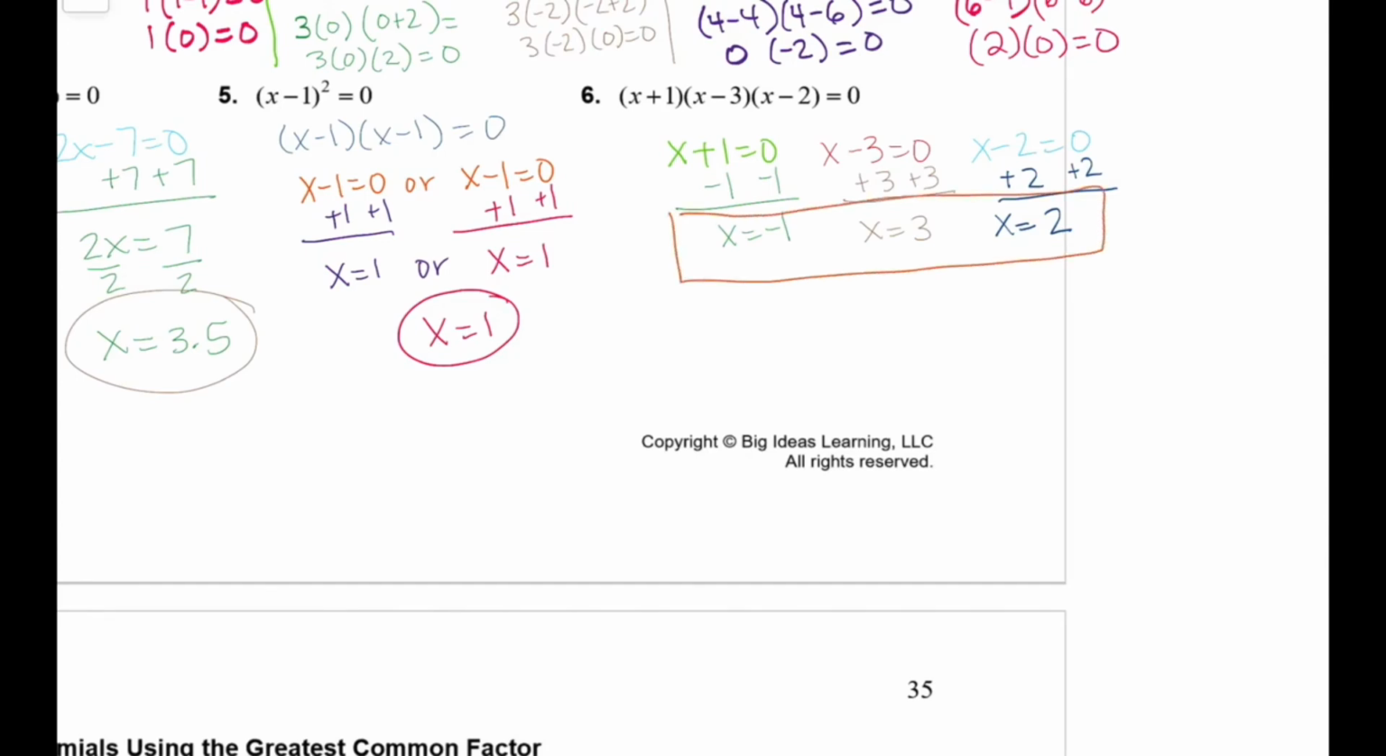And all 3 of those, when you plug them in, will set one of those factors equal to 0. If I put a negative 1 in, it'll make that first one 0. If I put a 3 in, it will make the second parenthesis 0. And if I put a 2 in, it will make the third 0.